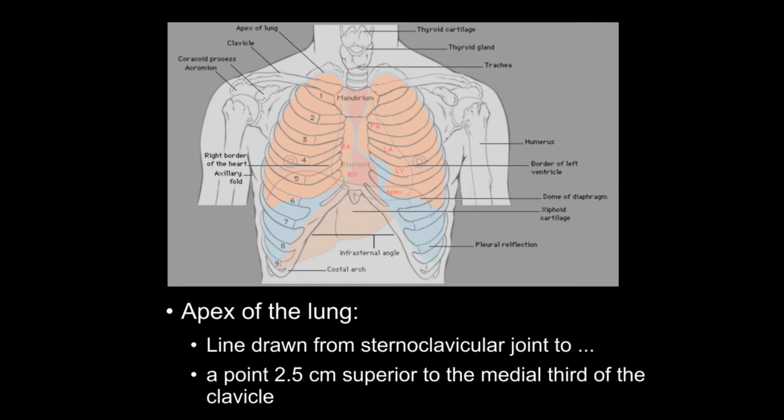So when we're trying to deduce where the apex of the lung is, or the apices of the lungs are, we look first for the junction of the sternum with the clavicle. So the sternoclavicular joint. Okay, we draw a line that is 2.5 cm above the middle third of the clavicle. So when we do that, that's more or less where we will find the apex of the lung.